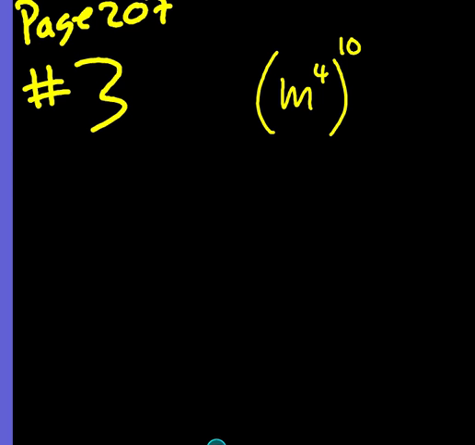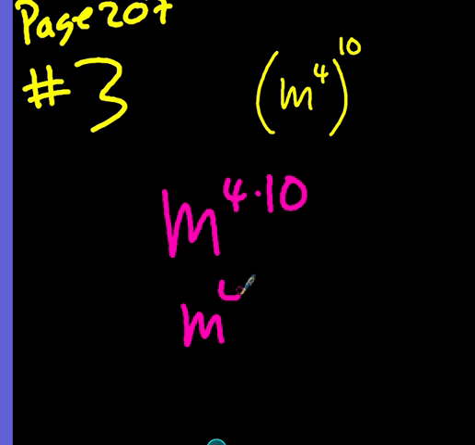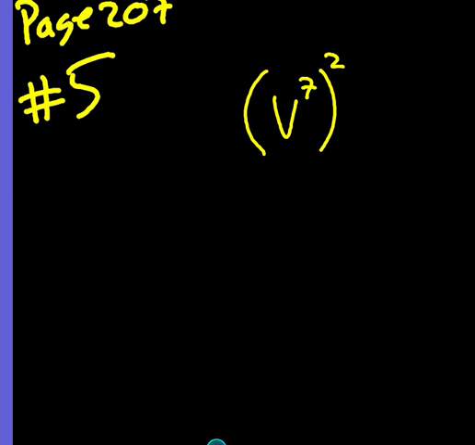Number 3 is going to be similar to that. I've got m to the 4th power, and that's all being raised to the 10th. Power to a power, multiply exponents, so it's m to the 40th power. Similar once again, I've got v to the 7th power, and that's being squared, and so that's v to the 14th power.